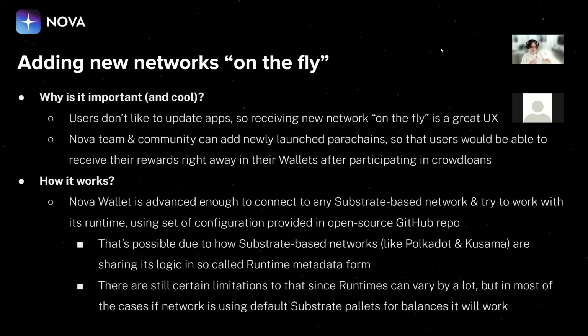Because you can see the case that users contribute to the parachain crowdloans, right? Then the parachain is launched. However, there is a need for a user to receive rewards, and no wallet will support it from day 0. Once a parachain is launched, we can instantly add it on the fly and wait for the parachain teams to distribute the rewards.